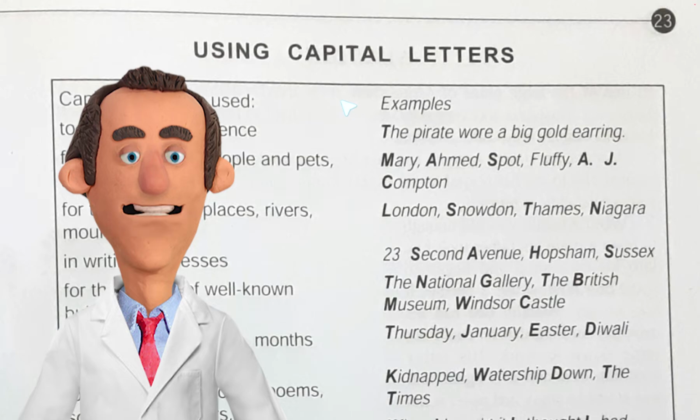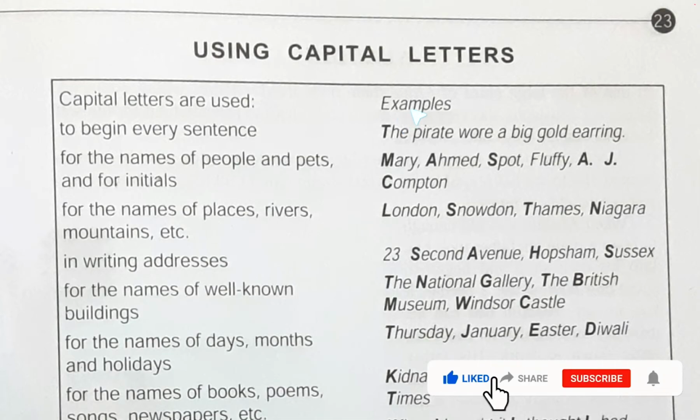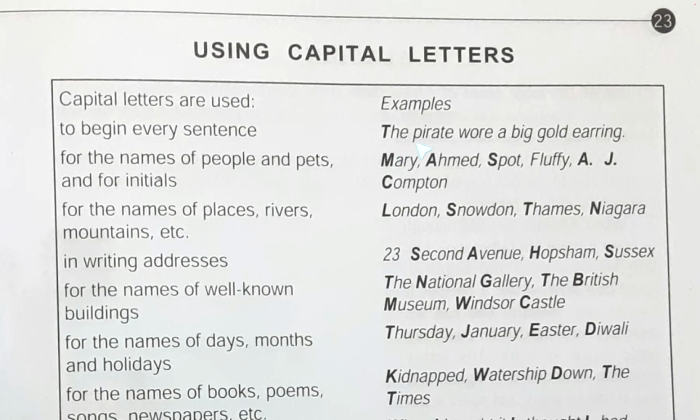So let's see what is written here. Capital letters are used, and here are examples. The first rule is to begin every sentence. See, one example is given: the pirate wore a big gold earring. This sentence has started with a capital letter. Here, see, T is capital.